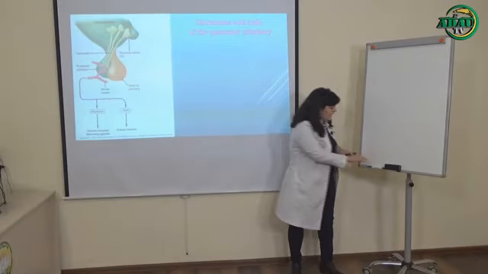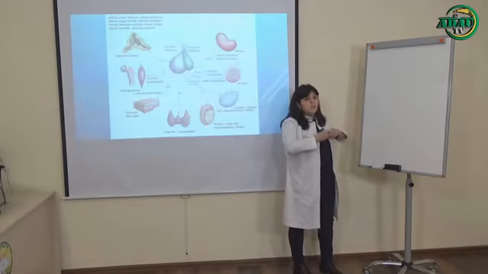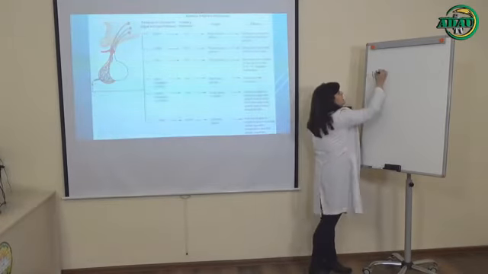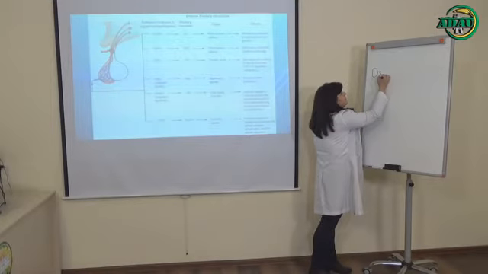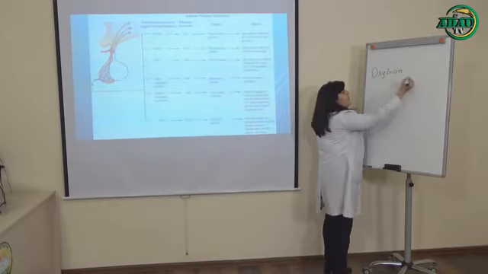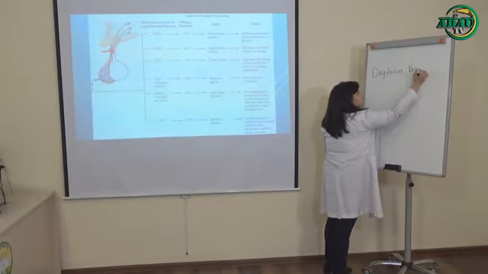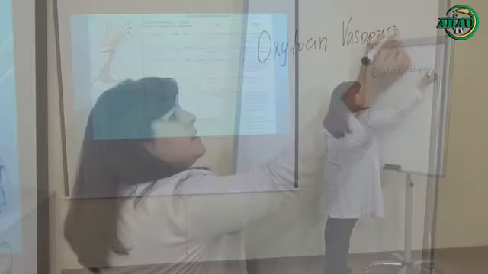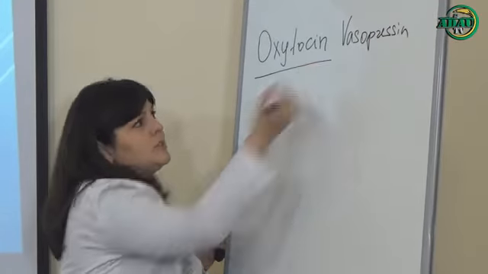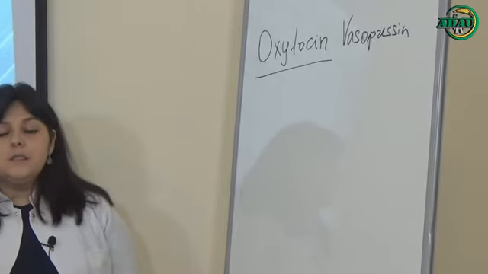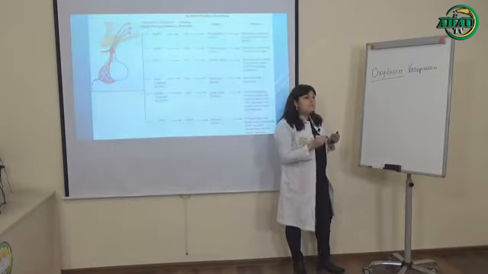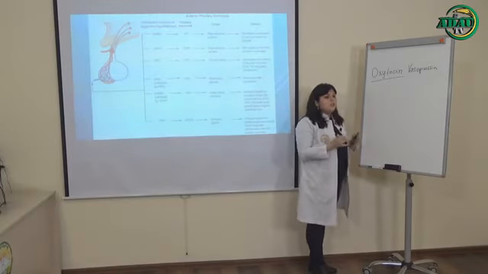I'd like to write the names of these hormones here on the board for you. So here we have oxytocin, one hormone, and vasopressin, the second hormone. Let's start with oxytocin. What is the function of oxytocin? The main function of oxytocin is to provide the contraction of the uterus, so uterine contraction.